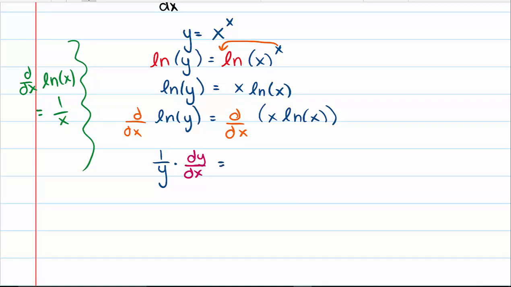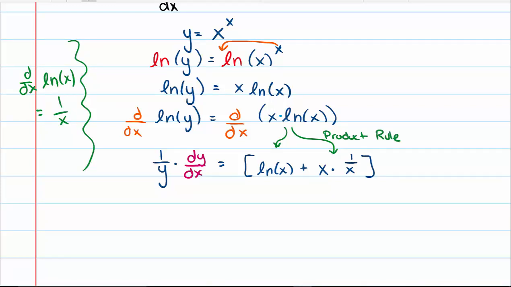Now, on the right side of the equation, we need to use the product rule because these two functions are being multiplied. So, if we go ahead and use the product rule, the derivative of the first is just 1, so we're left with ln of x plus the first term, x, times the derivative of ln of x, which is 1 over x. So again, this was broken up using the product rule. So let's just do a little simplifying. I have 1 over y times dy dx is equal to ln of x plus 1.